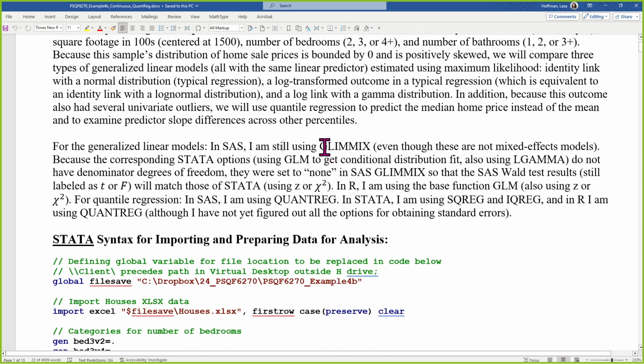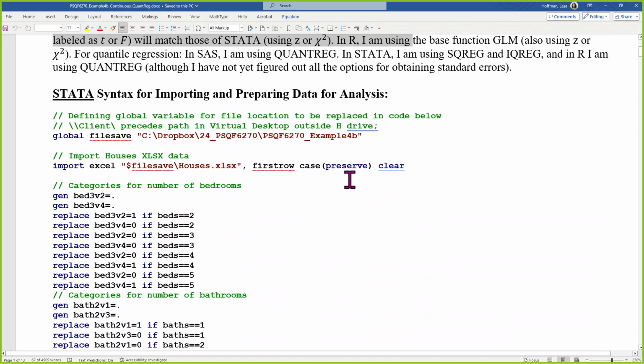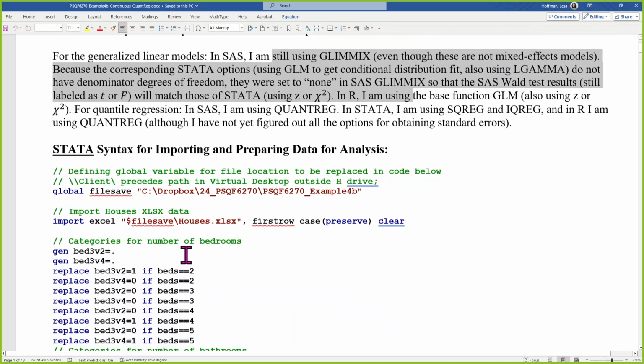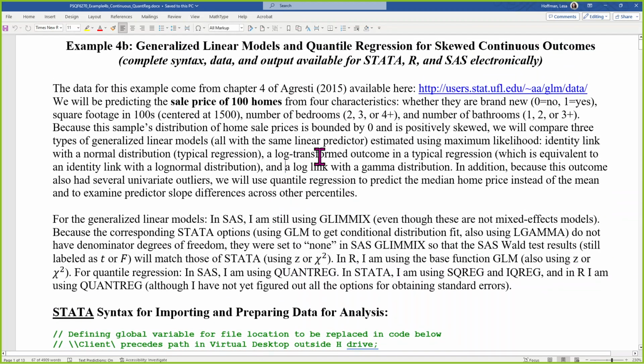And I have the usual disclaimers about what it took to get things to agree across packages. So I am doing a coding scheme here that is a little bit atypical. I am making the reference for these categorical predictors the middle one. So I have 3 bedrooms as my reference, and I want to know what happens if I only have 2 or if I have 4 or more.